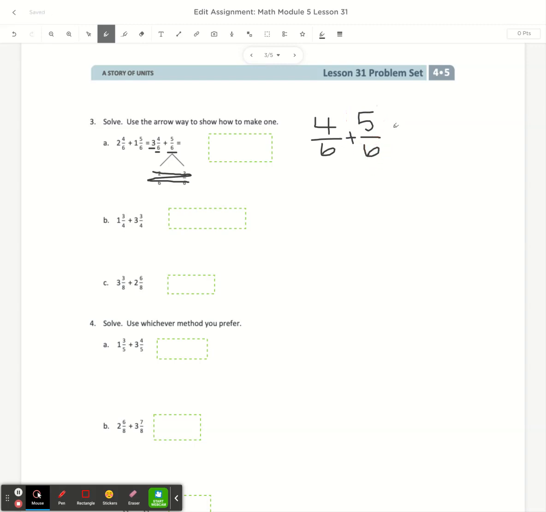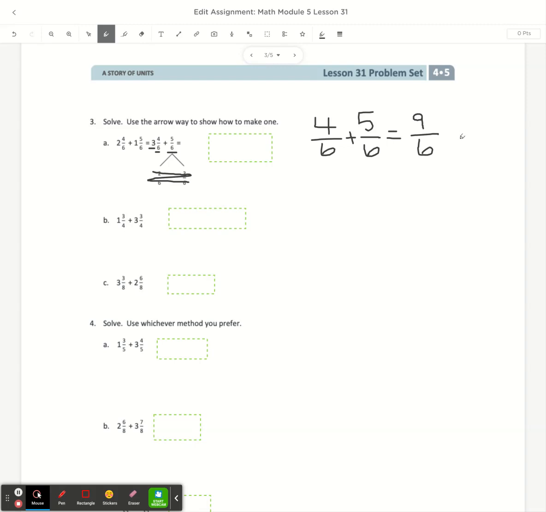So again, whenever two fractions have the same denominator and you're adding them together, you just keep the denominator the same, and we just add those numerators together. So now I'm going to have to add 4 plus 5. Well, I know that 4 plus 5 is equal to 9. And now I need to go ahead and change 9/6 to a mixed number.